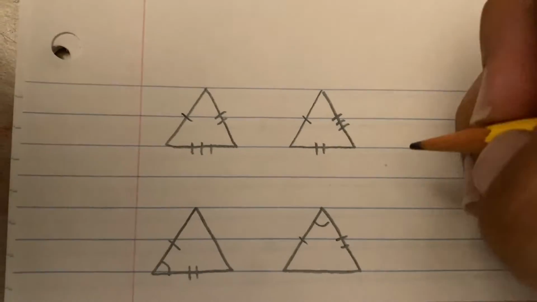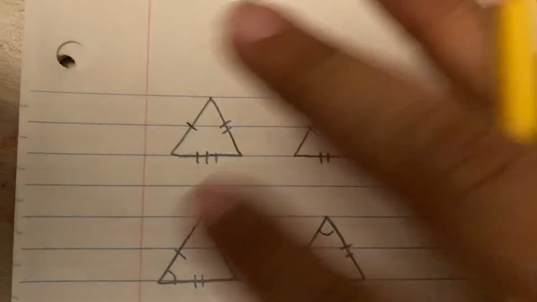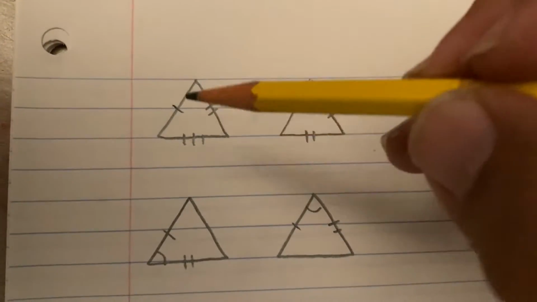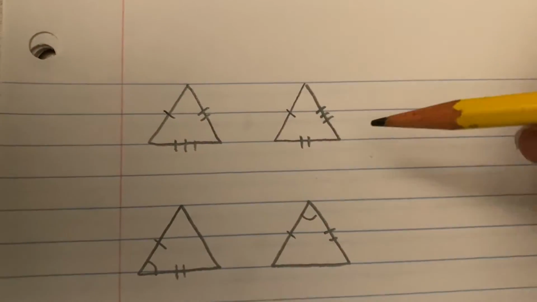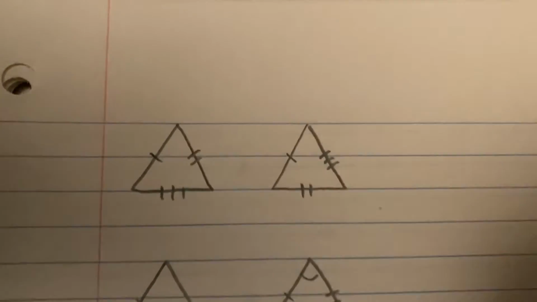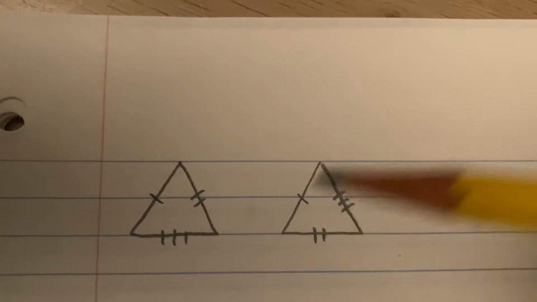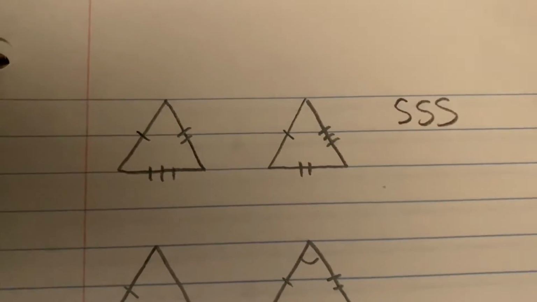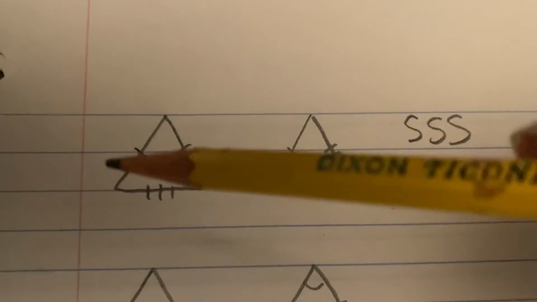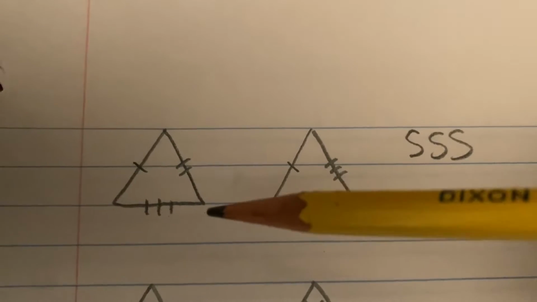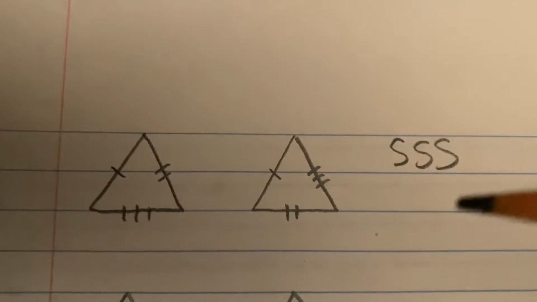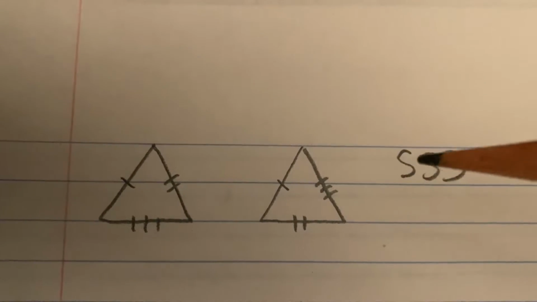All right. So we're going to be talking about 5 different ways of proving triangle congruency. Proving one triangle is congruent to another triangle. The first one is side, side, side. Now, side, side, side is when two triangles have 3 sides that are congruent. If 2 triangles have 3 sides that are congruent, they are congruent through side, side, side.